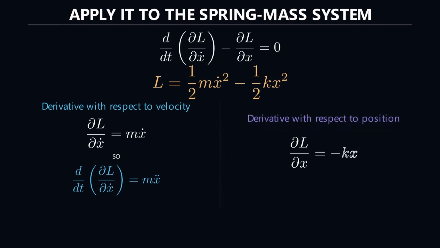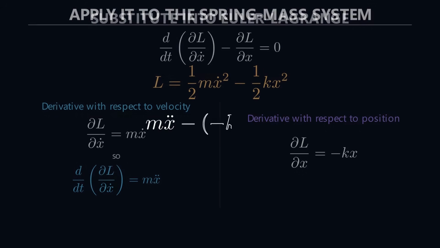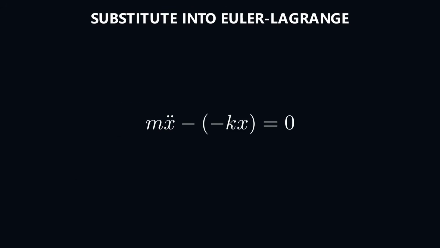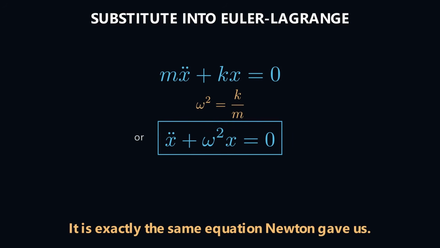The derivative of the Lagrangian with respect to velocity x dot is m x dot, and if you take the time derivative of that, you get m x double dot. The derivative with respect to position is negative k x. Substituting into the Euler-Lagrange equation gives m x double dot plus k x is equal to 0, or x double dot plus omega squared x is equal to 0.